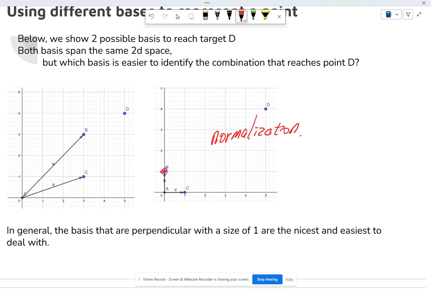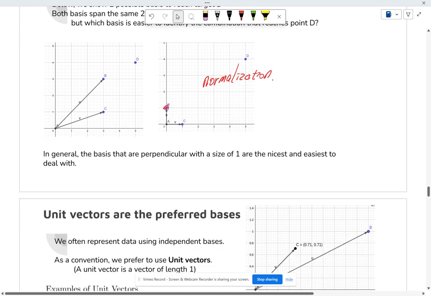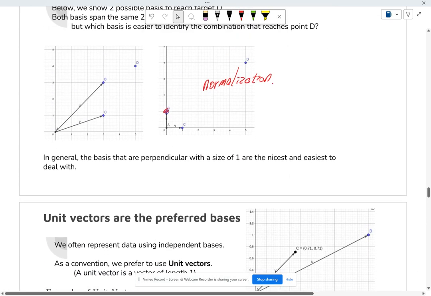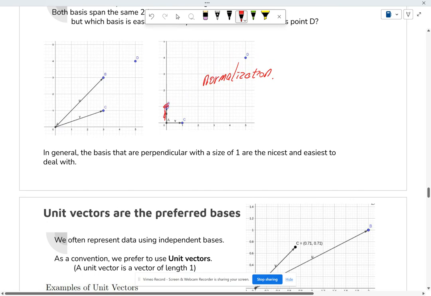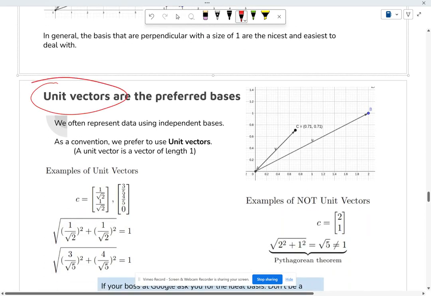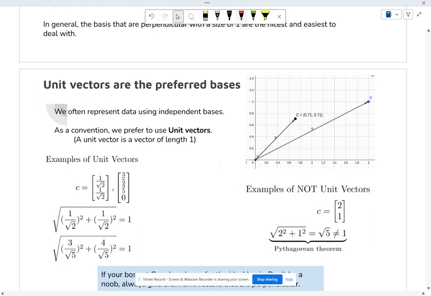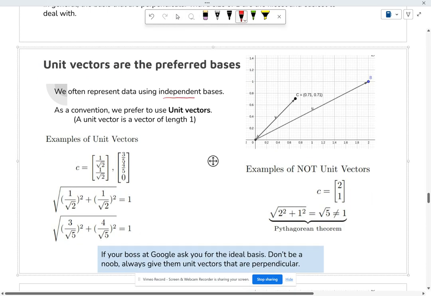Normalization. Okay. And these vectors that are size of 1 are called unit vectors. So unit vectors. You want to use unit vectors because they're the preferred set of bases. Right? We often represent data using independent bases.